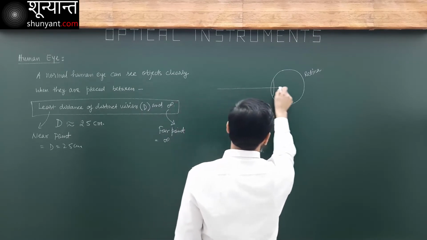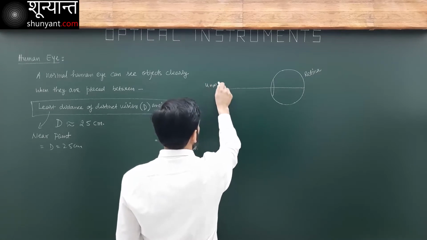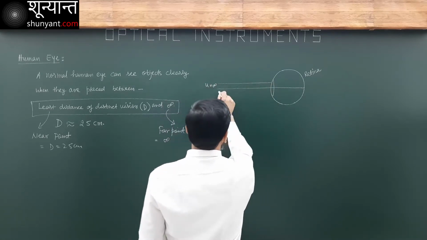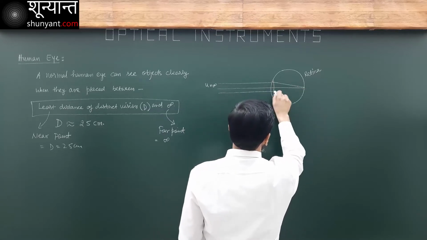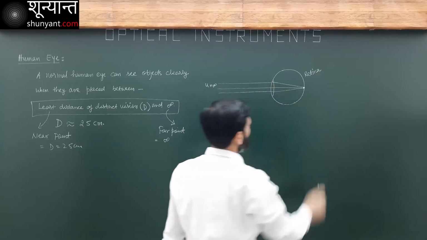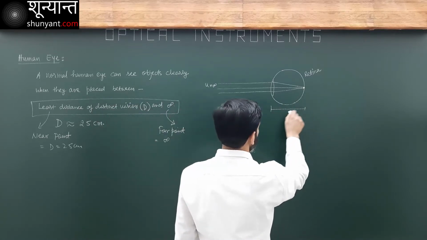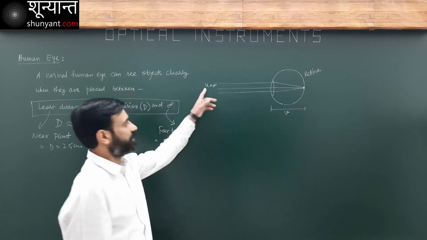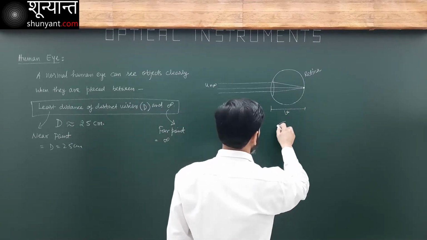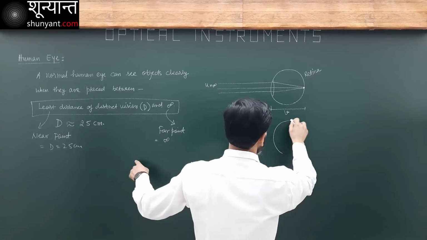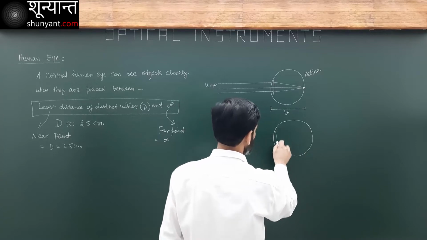So what it says is that even if the object is at infinity, that means the light rays are coming parallel to the principal axis here, then I get my image at the retina. This becomes V, where U is infinity. And if my object is at this least distance D, then also I get the image at the same position.